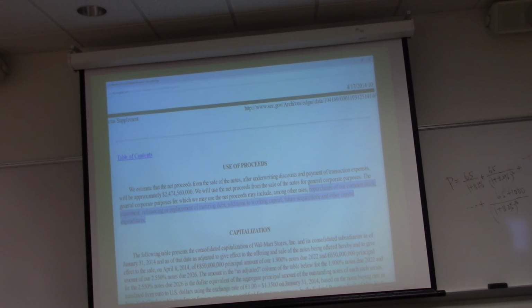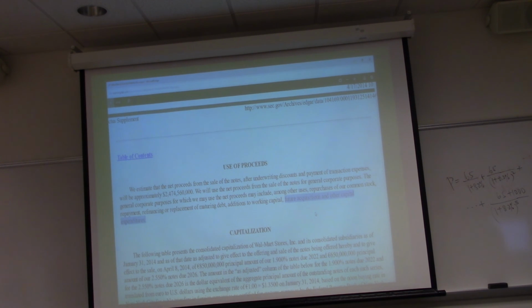Essentially just restructuring their own debt and then any sort of capital they needed. Well, restructuring could be like they call back the high coupon bond, they reissue the new. And also they buy back their stocks. They issue the bond so they can repurchase their stock. By doing so, their stock prices will go up, and it also builds confidence for investors and makes the management team look good. Refinancing of maturing debt and addition to working capital, future acquisitions and other capital expenditures. So makes sense, right?